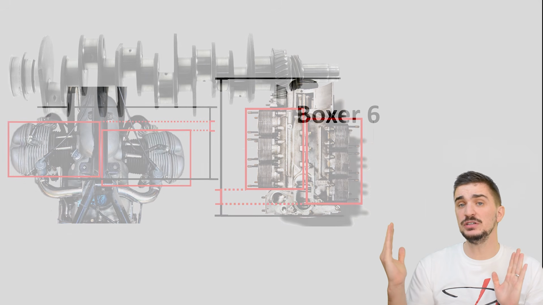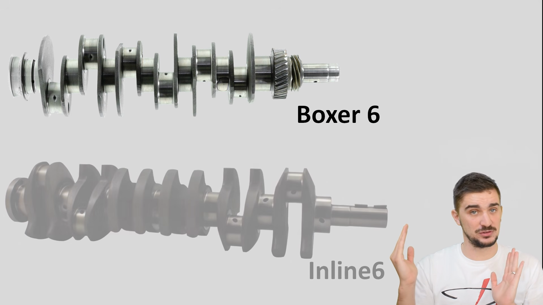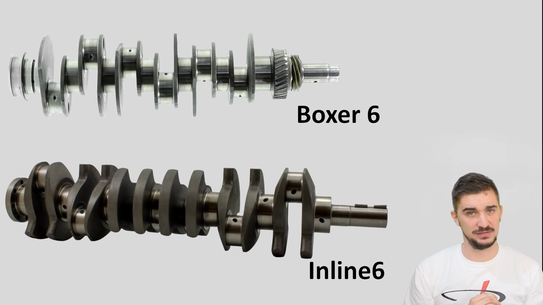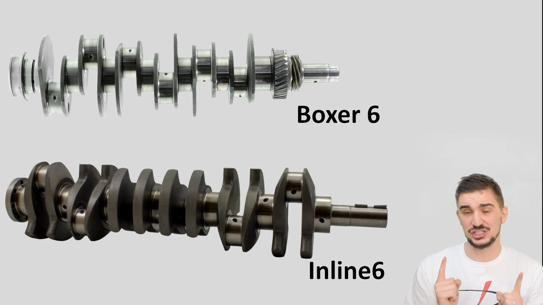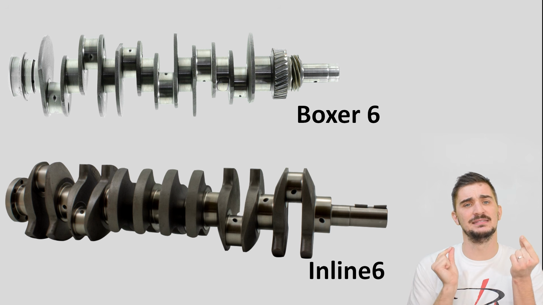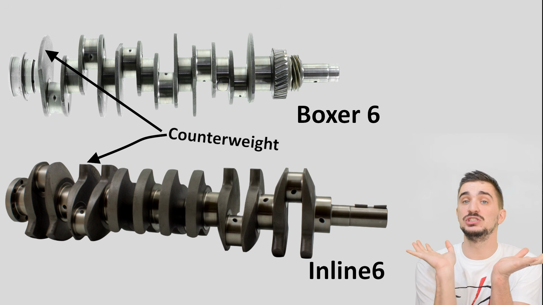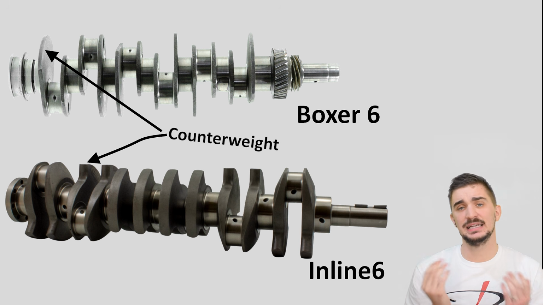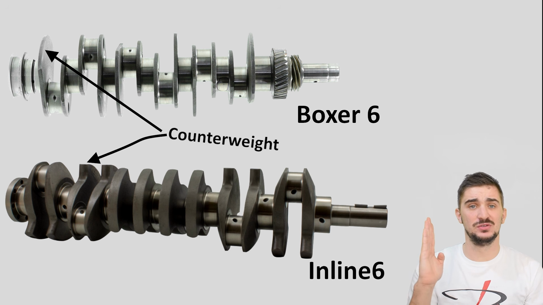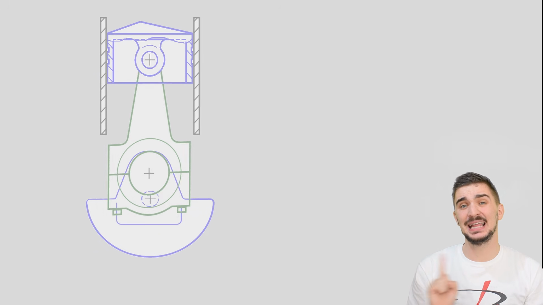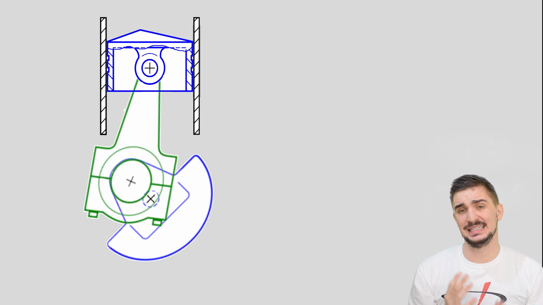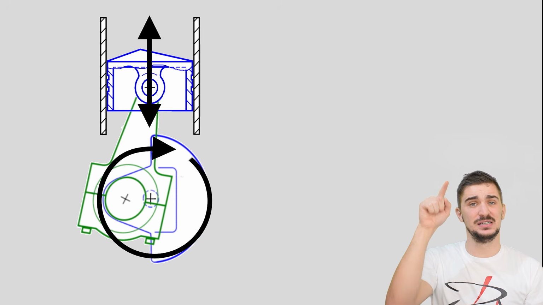It has a very short and a very light crankshaft, and it can have a very light crankshaft because its crankshaft has very small, narrow and light counterweights, and it can afford to do this because of its horizontally opposed layout. As you might know, in an inline engine configuration, the crankshaft counterweight cannot be used to balance out the mass of the piston and the con rod.